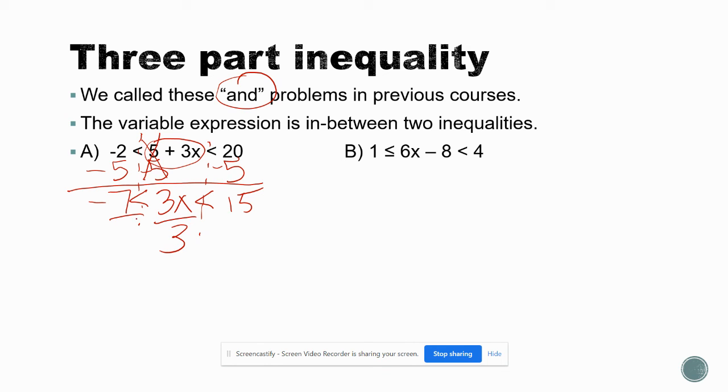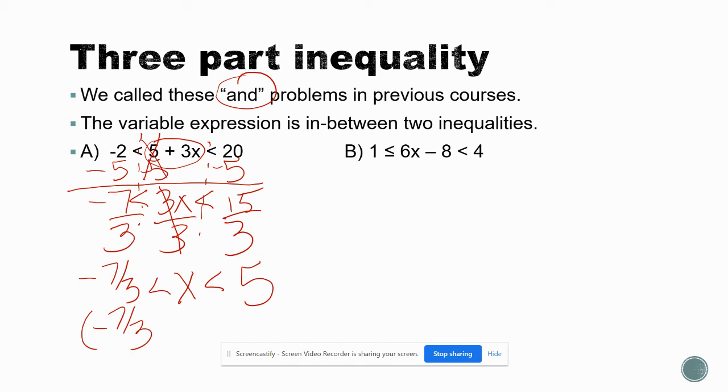Our last step is to divide everything by 3. And so we have negative 7/3 is less than, that reduces to 1, x is less than 5. So our left side is negative 7/3. It gets a parenthesis because the inequality sign is not equal to. And the right side, we're stopping at 5. That also gets a parenthesis because it's not equal to.